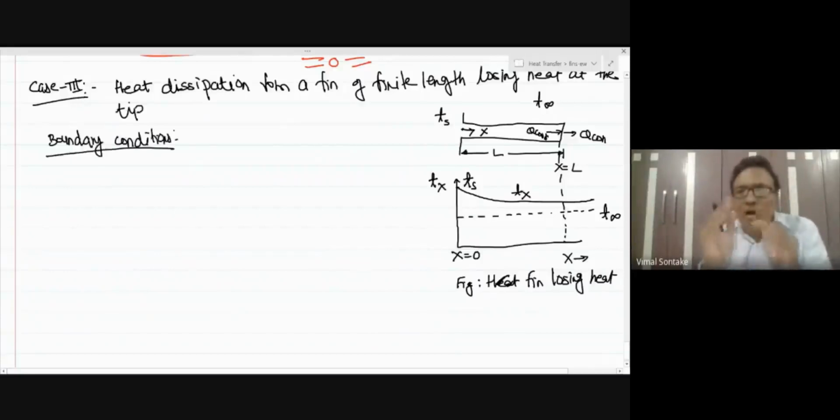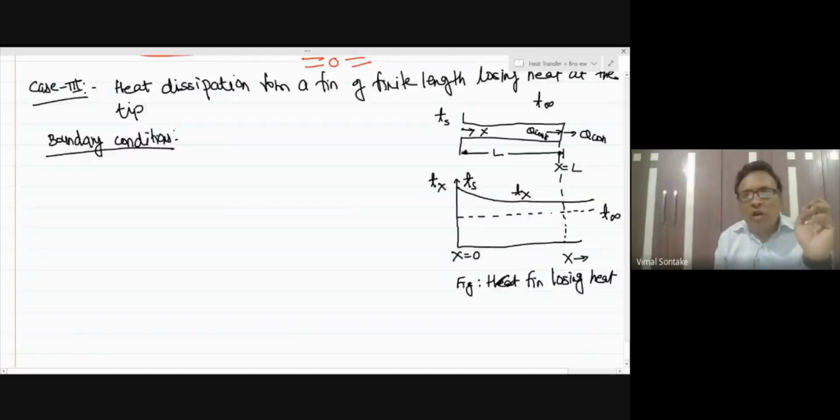Now, let us try to figure out all these 3 different cases. In case 1, what was the boundary condition? There was a fin of infinite length. If that fin is attached to the base surface, how will the temperature distribution in that fin vary? And what will be the rate of heat transfer from such a fin of infinite length? For this case 1, we could derive temperature distribution as well as rate of heat transfer. In case number 2, there was a fin of finite length L, but it was insulated at the tip. For that case as well, we could derive temperature distribution as well as rate of heat transfer from that fin. Now case number 3 is heat dissipation from a fin of finite length losing heat at the tip.